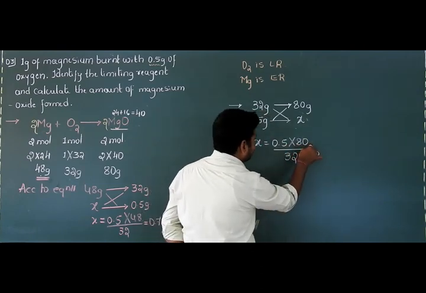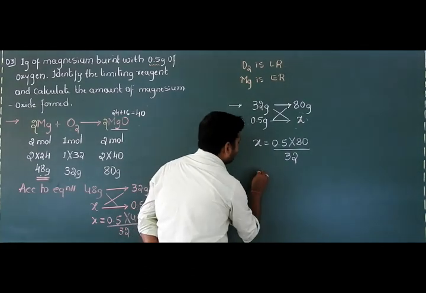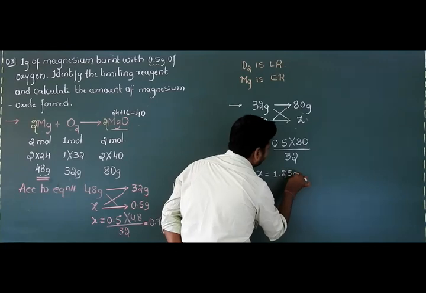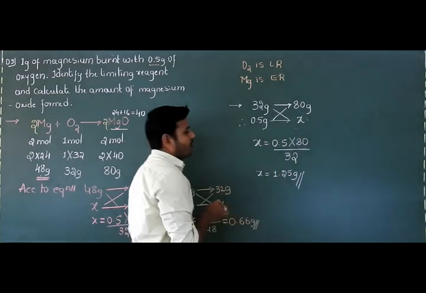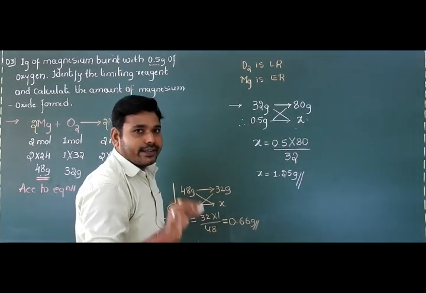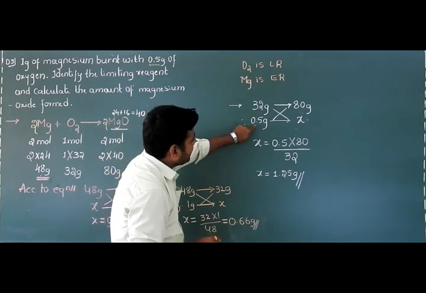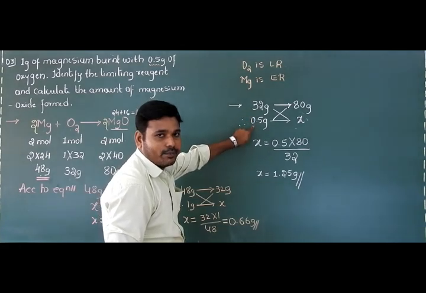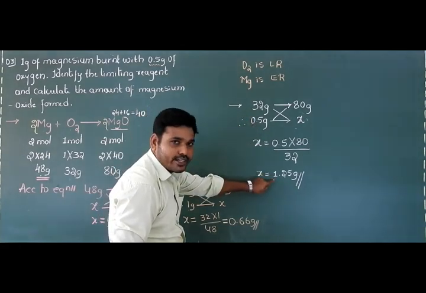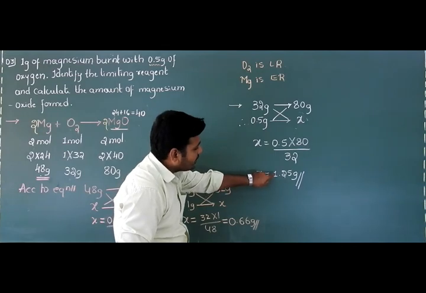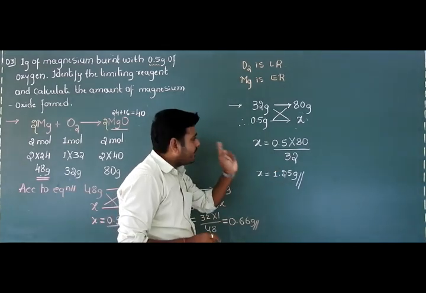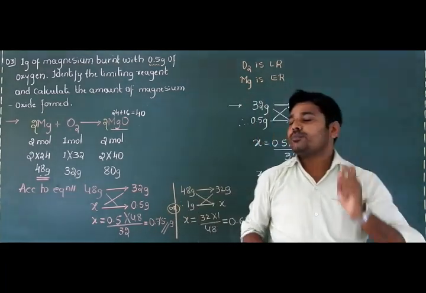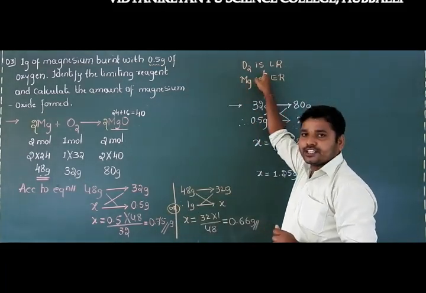0.5 into 80 divided by 32, you will get the final answer 1.25 gram. So this much amount of magnesium oxide is formed when 0.5 gram of oxygen burns with magnesium. So this is the final answer, students. What is the answer here? 1.25 gram. So like this you have to calculate the amount of product formed by using the limiting reagent.